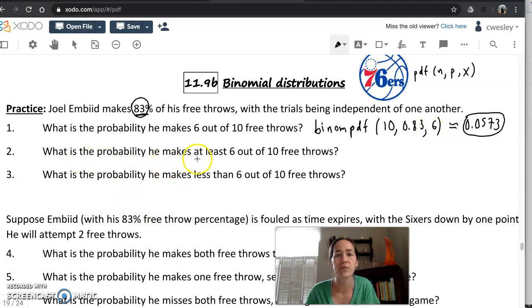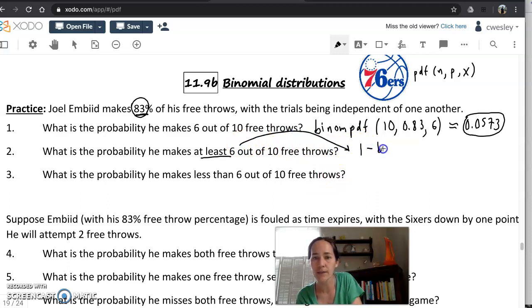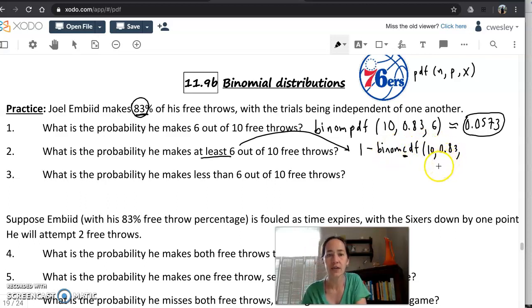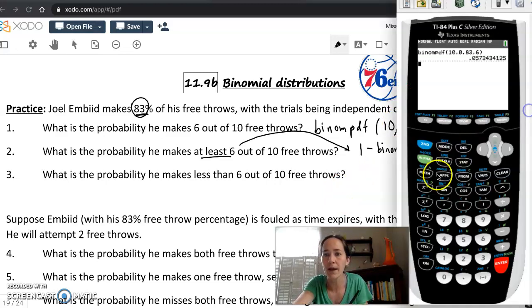What's the probability that he makes at least 6 out of 10? This makes me think we're adding up a few cases, right? That he makes 6 free throws, 7, 8, 9, or 10. So instead of adding up a bunch of PDFs, an "at least" could be 1 minus a CDF, 1 minus a binomial CDF, C standing for cumulative distribution function. Still 10, still probability of success of 0.83, but I want to subtract off all the cases up to 1 less than 6. I want to subtract off that he makes 0 shots through 5 shots from that total of 1. So I'll go to the calculator and type it in, 1 minus a CDF.